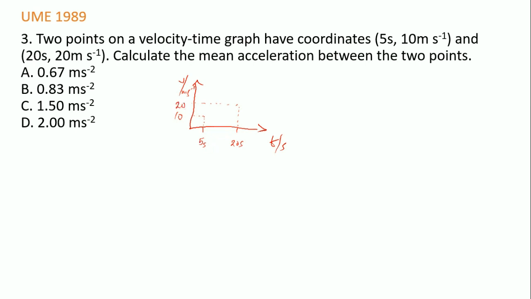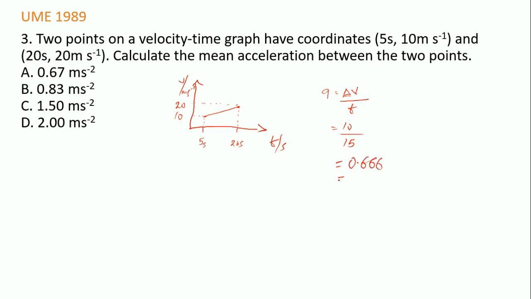So if we want to get the mean acceleration, of course, what we have to do is to connect these 2 points. What is mean acceleration? Average acceleration is equal to the increase in velocity. In other words, the change in velocity over the time interval. So for the change in velocity, that's going to be 20 minus 10, which is 10, divided by 20 minus 5, which is 15.